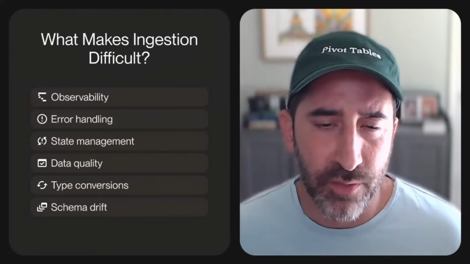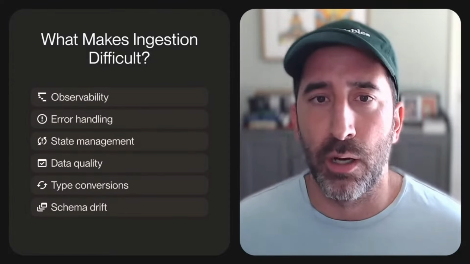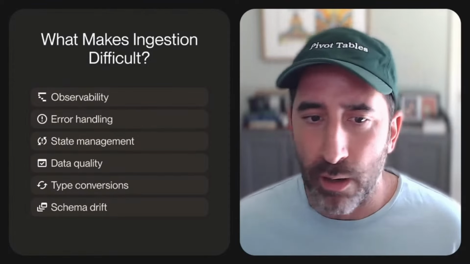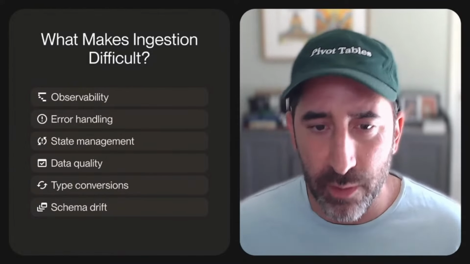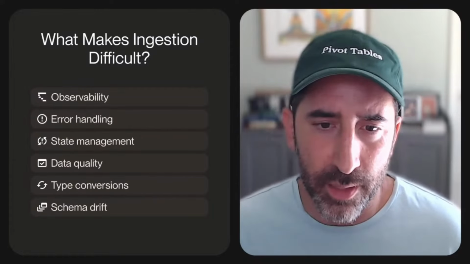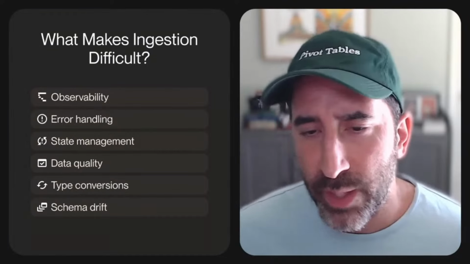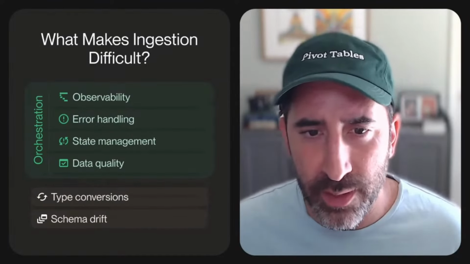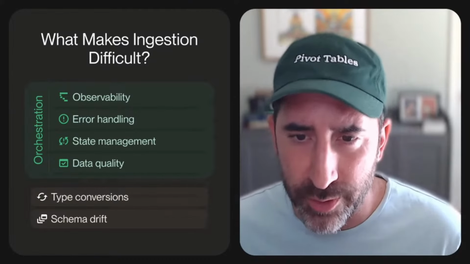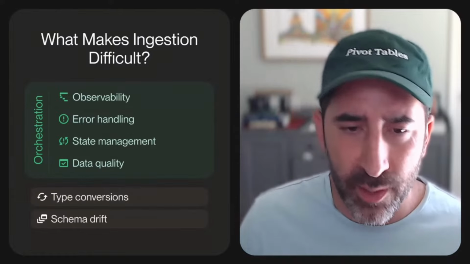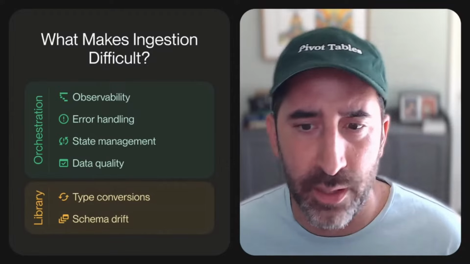And finally, schema drift is all about how schemas can change. Especially with databases, your schemas are changing all the time as your engineering teams are adding columns, dropping columns, changing types. And so having a way to handle these things is very important. And when you look at it, there are really two categories of concerns. On the first side, we have these orchestration concerns: observability, error handling, state management, data quality. These are things traditionally an orchestrator solves. And then on the other side, we have type conversion and schema drift. These are things that are really well handled by some ELT libraries.